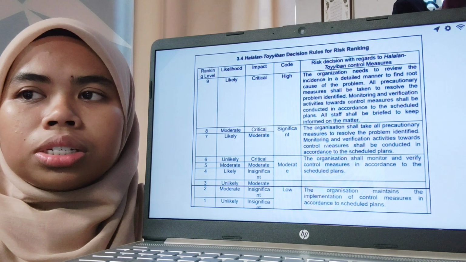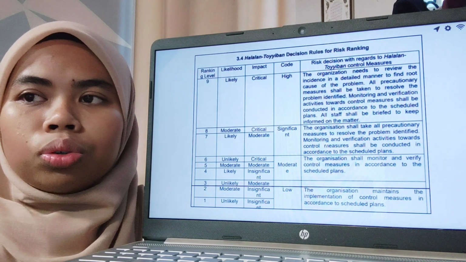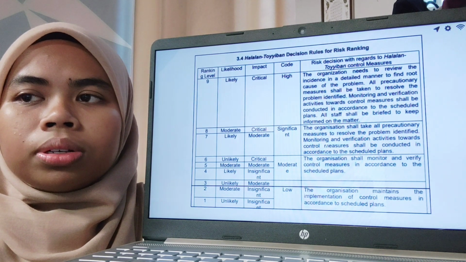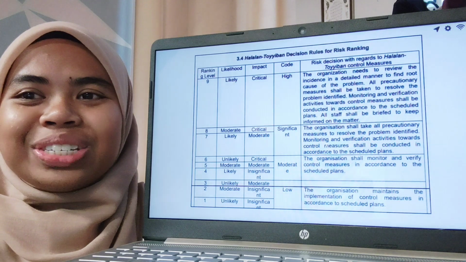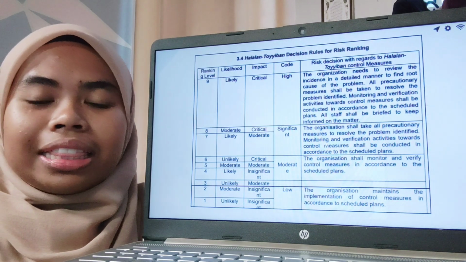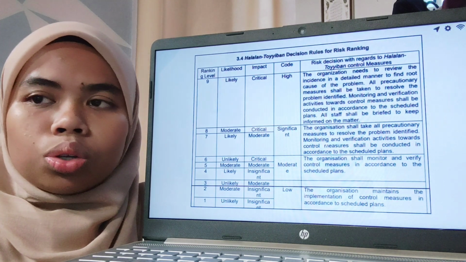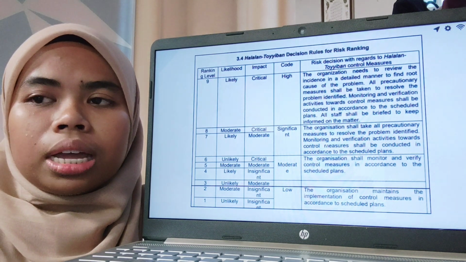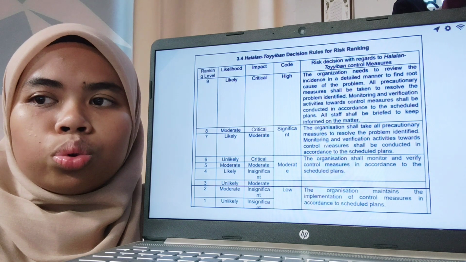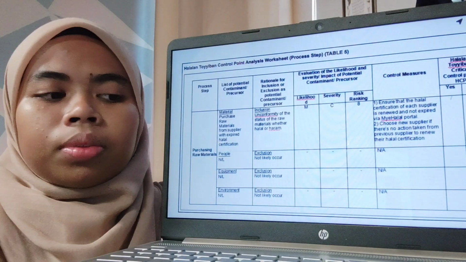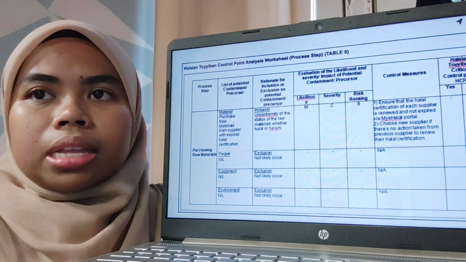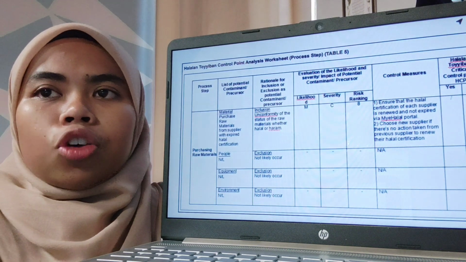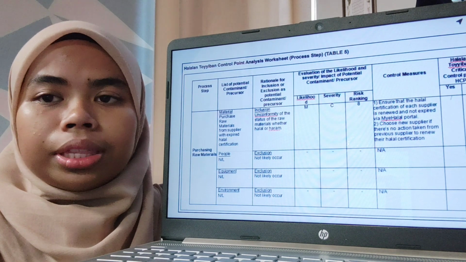The organization shall monitor and verify control measures in accordance to the schedule plan. And for the 1 until 3, it is low, so the organization maintains the implementation of the control measures in accordance to schedule plans. So now the process that involves purchasing, and the list of potential hazards we have for material, people, equipment and environment.